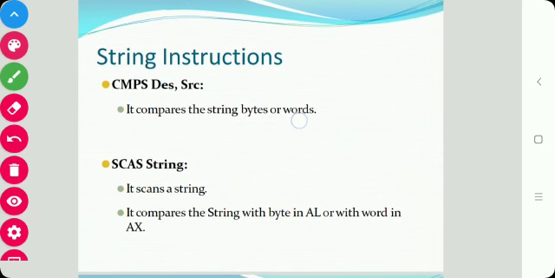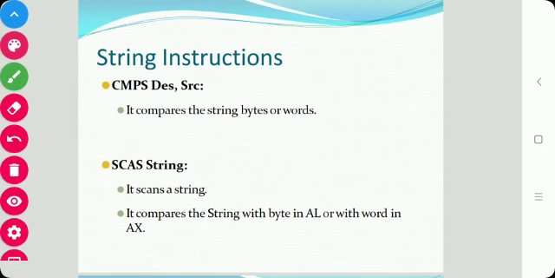Next instructions are string instructions. First, what is a string? A string is a sequence of characters. The first string instruction compares destination and source. It compares the string bytes or words. So there is one source string and one destination string.